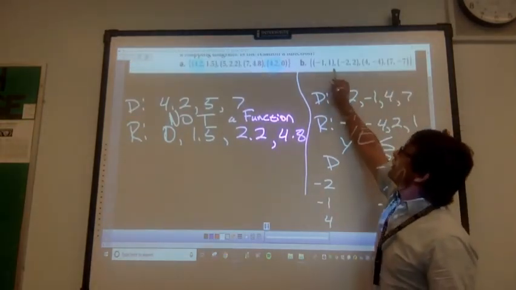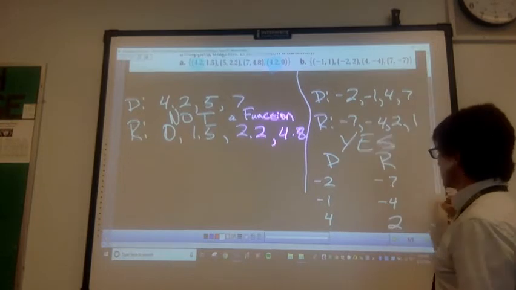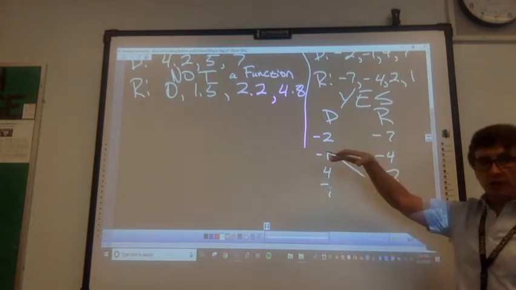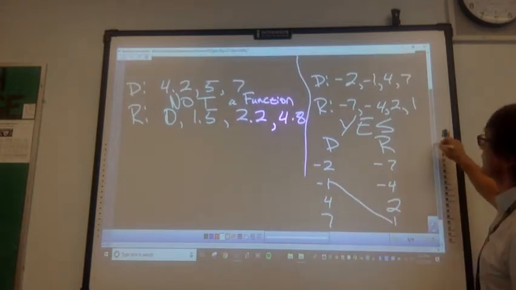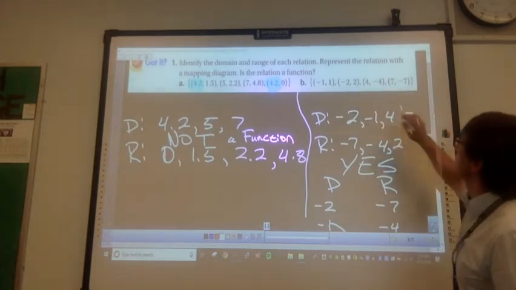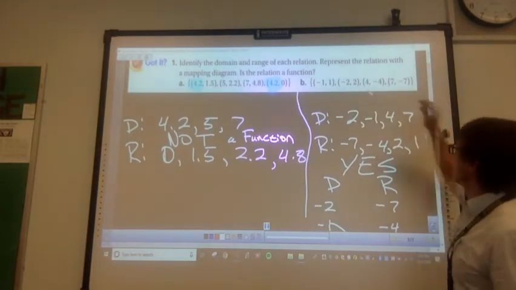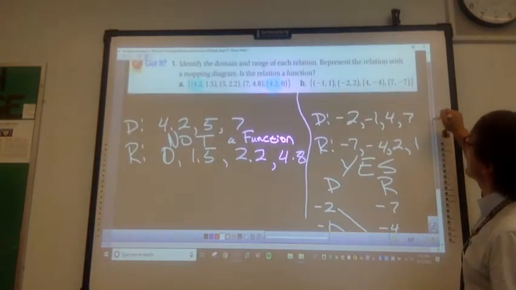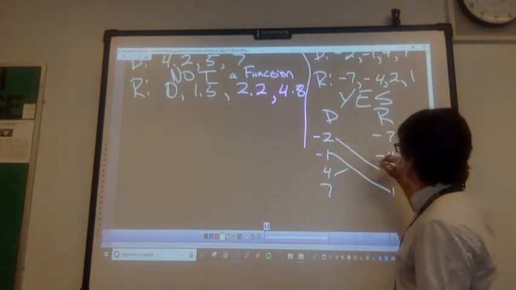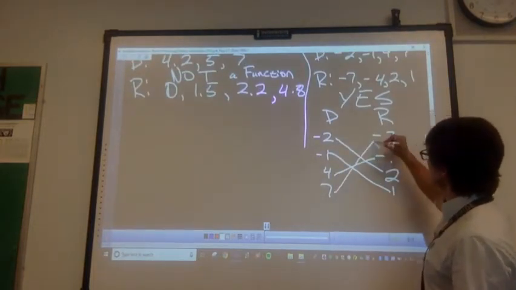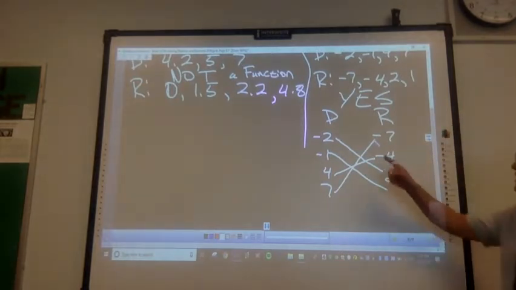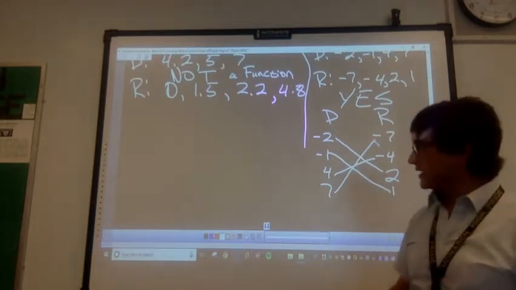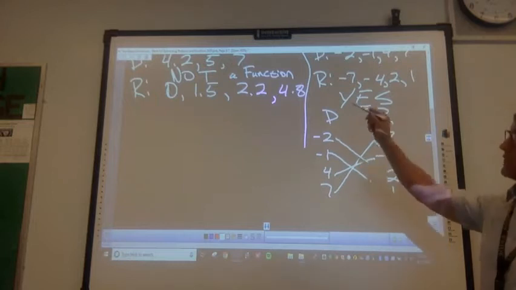So you've got to refer back up to the ordered pairs. So up here, -1 goes with +1. So you can see how the arrows don't always go straight across. Sometimes they go diagonally. -2 goes with +2. +4 goes with -4. And +7 goes with -7. So when you see different lines coming from each x value, that's another way to determine if it is or is not a function. So this one is a function, the first one is not.